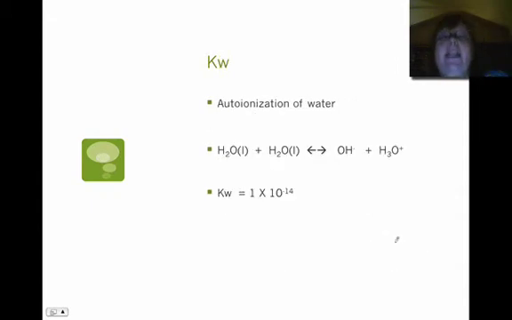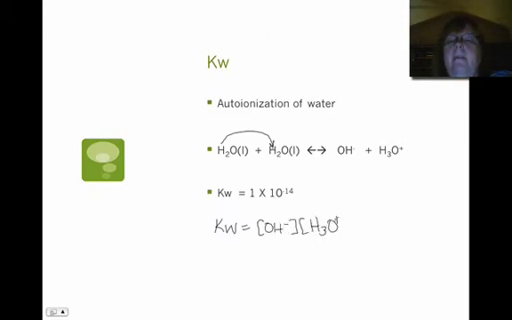All right, Kw. This is the auto-ionization of water, where water acts like an acid and a base with itself. One water molecule donates a proton to the other, forming the hydronium ion and the hydroxide ion. The Kw at room temperature for water is equal to 1 times 10 to the negative 14th. That is at 25 degrees Celsius.